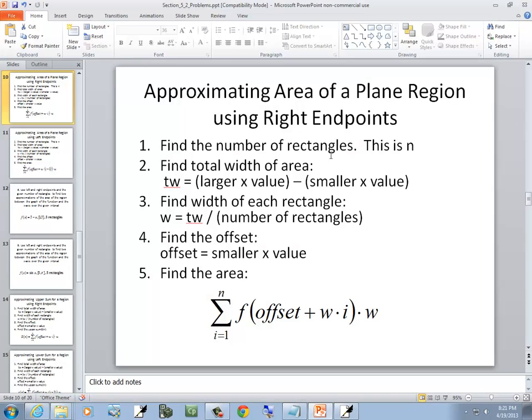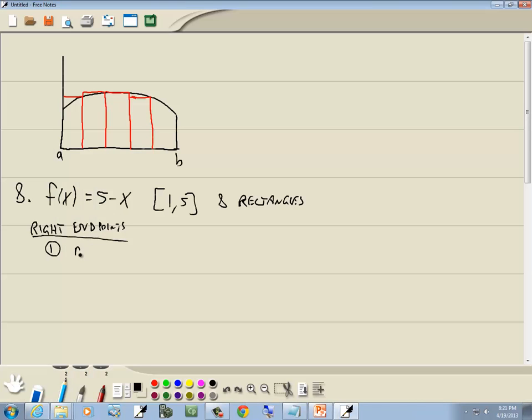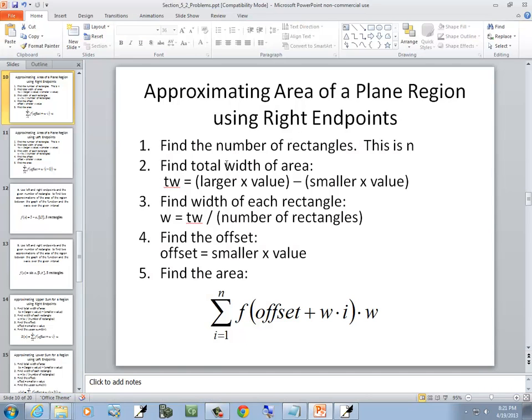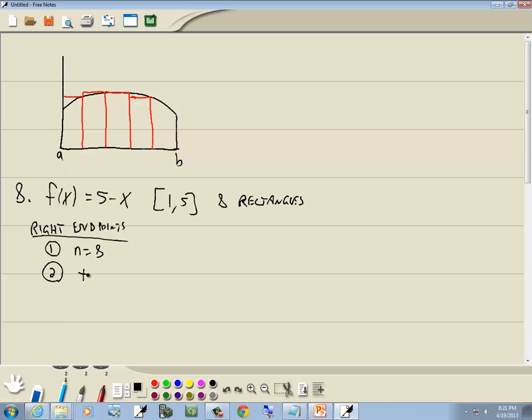Step 1, find the number of rectangles. This is n. Well, they tell us 8 rectangles. N is equal to 8. Step 2, find the total width of the area. Total width is equal to your larger x value minus your smaller x value. Well, the larger is 5 minus the smaller, which is 1. So total width is 4.